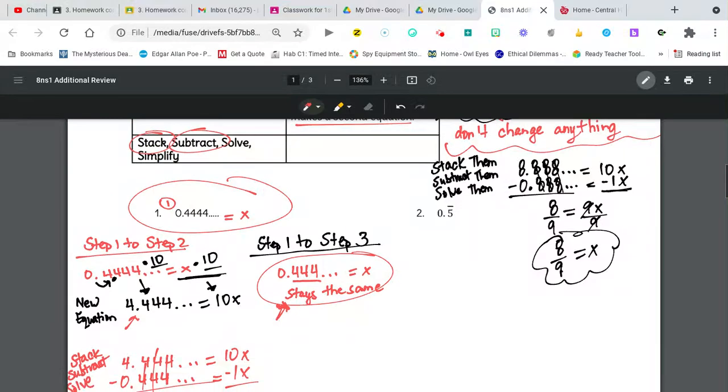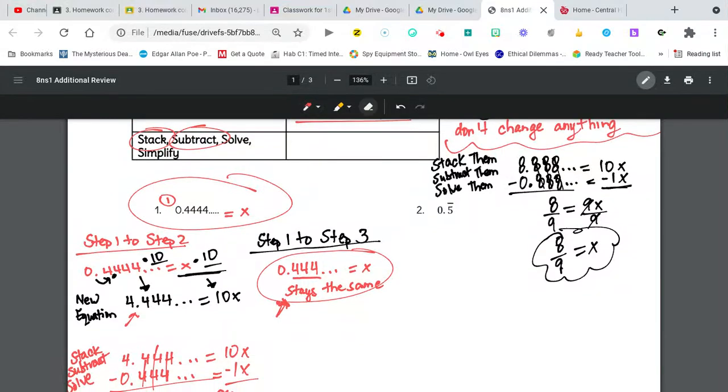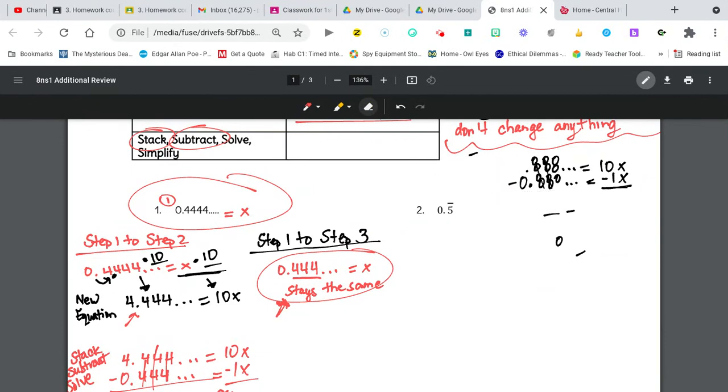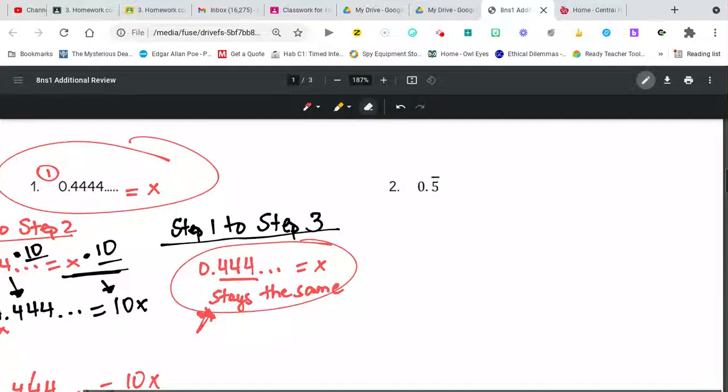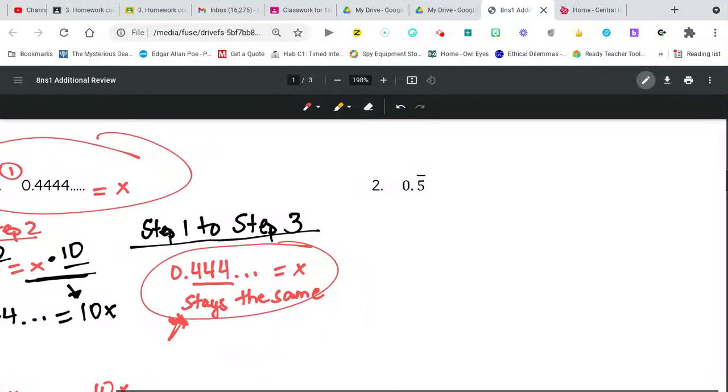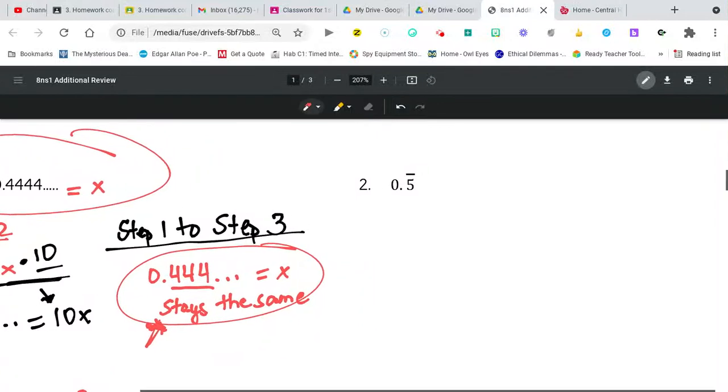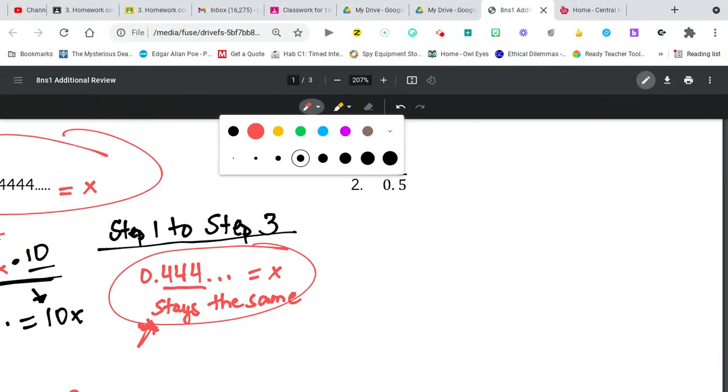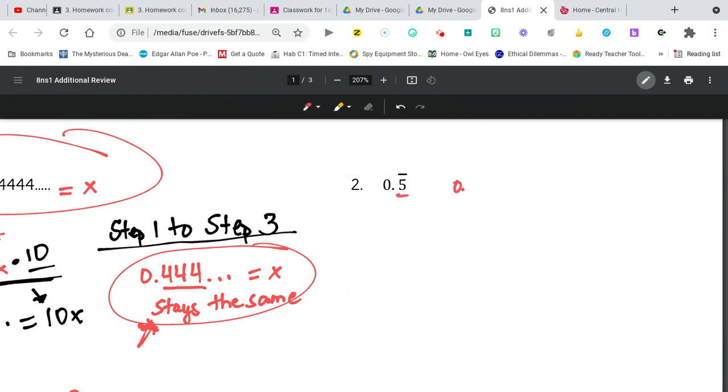Okay, let's go on and look at, and I would show you the shortcut, but I think a lot of you maybe didn't watch my video yesterday. So we're going to keep practicing the long method. Okay, on number 2, I'm going to fix something because the bar indicates that it keeps going. So before I do number 1, I'm going to fix this because this bar indicates that it repeats 5. So I'm going to rewrite it like this.